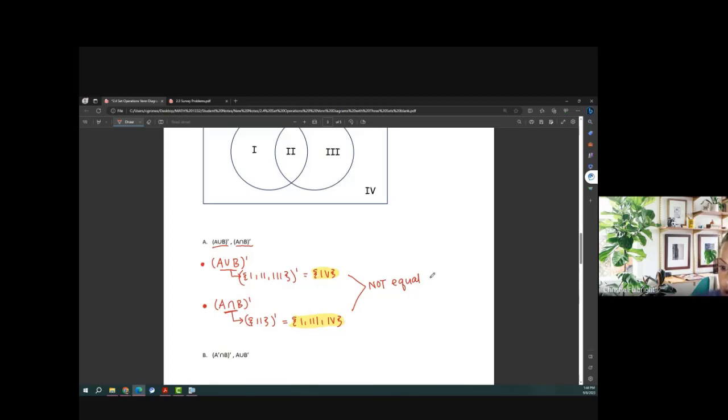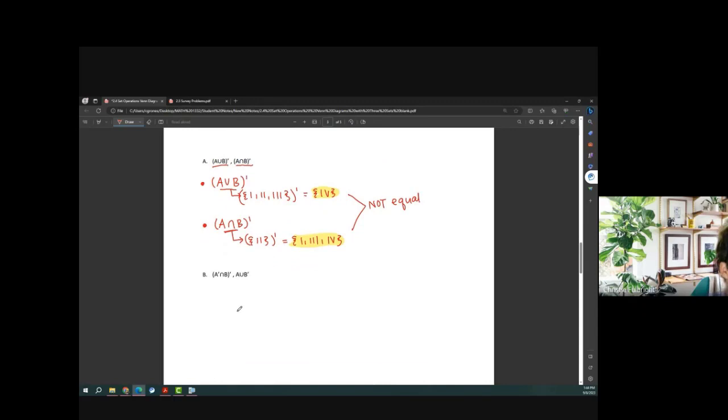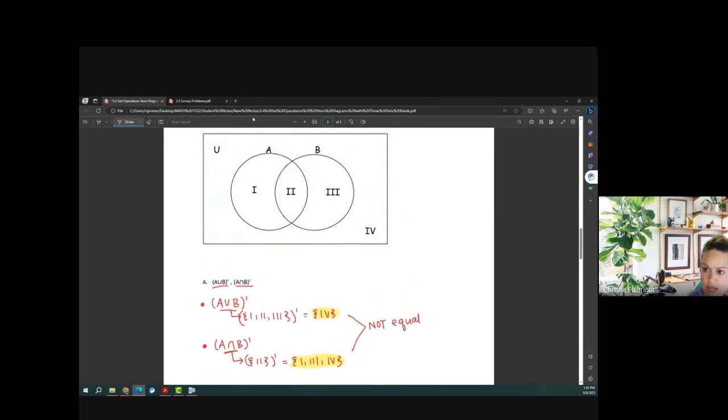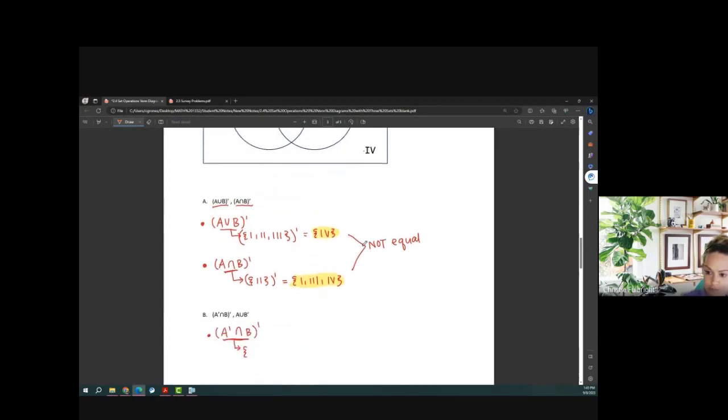Okay. On B, we have a little bit more that we are doing. So the first set that we're looking at, we take the complement of A and we're intersecting that with B. And then we want the complement of that. Okay, so let's start in our parentheses. The intersection of the complement of A and B. So I'm going to write that out. The complement of A. So what is not in A? We have 3 and 4. So Roman numeral 3, Roman numeral 4.